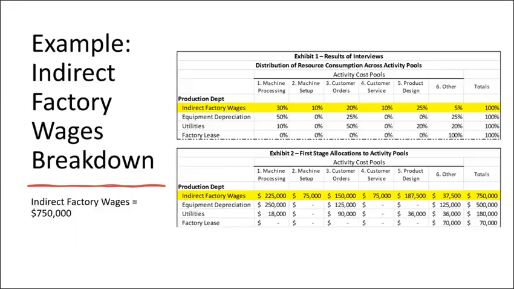Let's look at a few. So out of production, the indirect factory wages of $750,000 times 30%, 10%, 20%, 10, 25, 5 yields these numbers right here. 225, 75, 150, 75, 187.5, and 37.5 for each of the 6 activity pools. With that, our allocation of indirect factory wages is now complete.